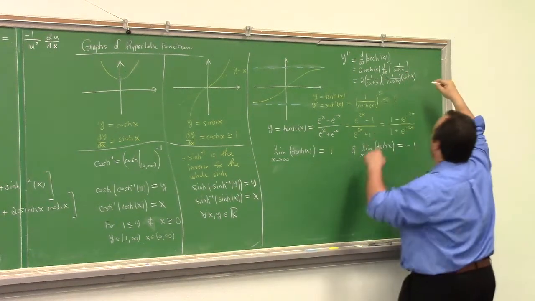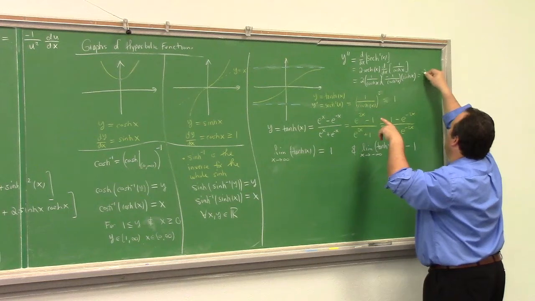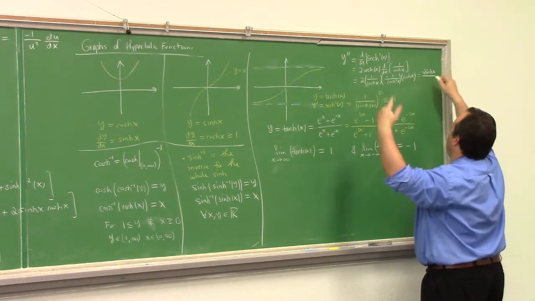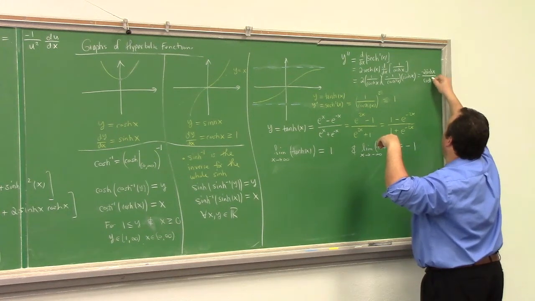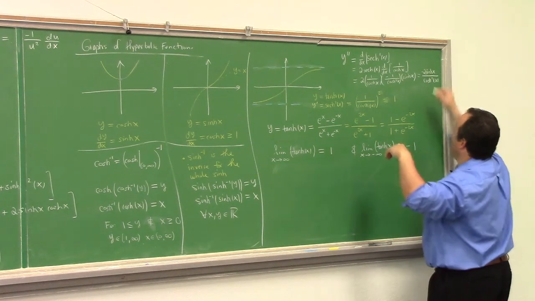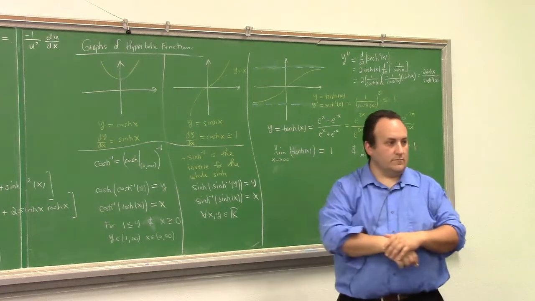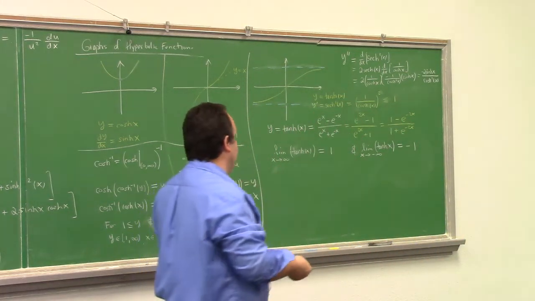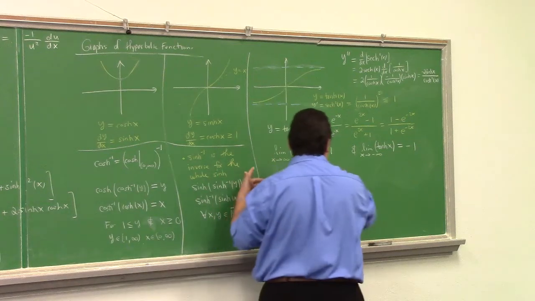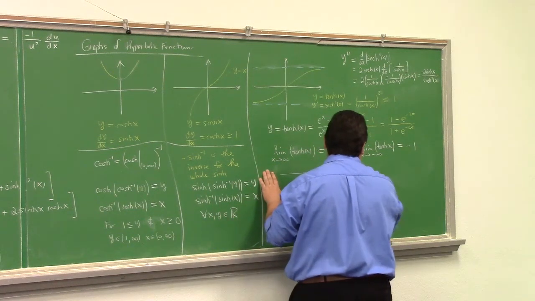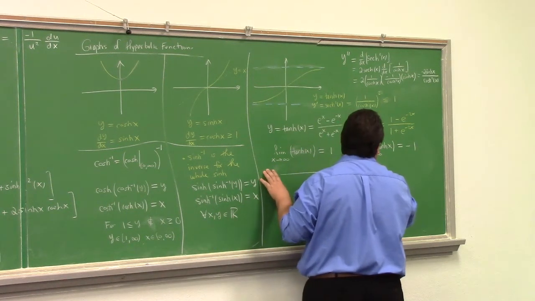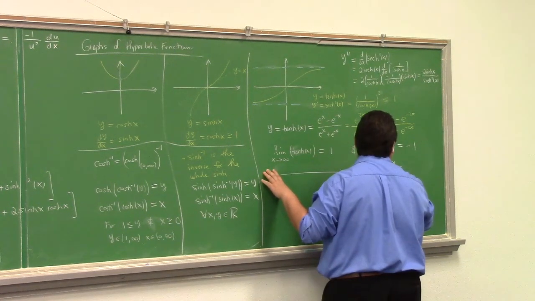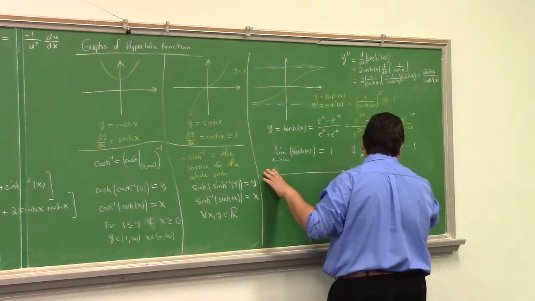So altogether, what do I got? I've got minus 2 sinh x over cosh cubed, right? So where is this function concave up and where is this function concave down? I'll draw it out bigger down here. So we just figured out that y prime prime is minus twice the hyperbolic sine of x over the hyperbolic cosine of x cubed.